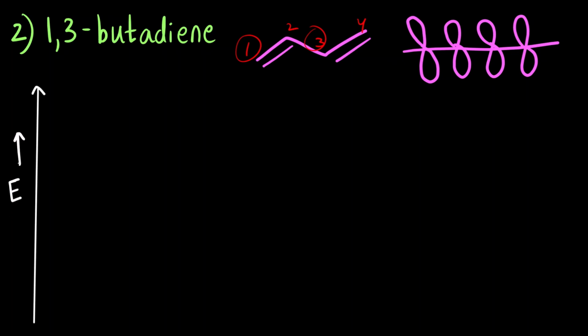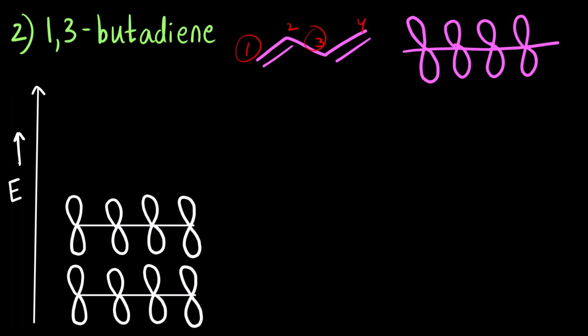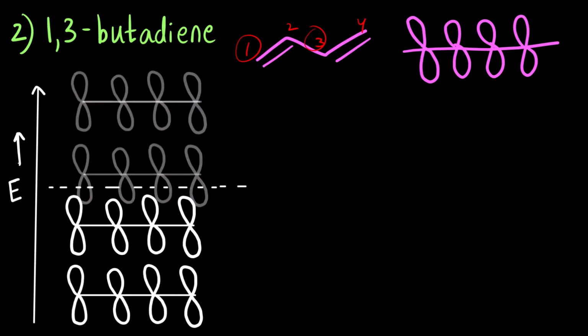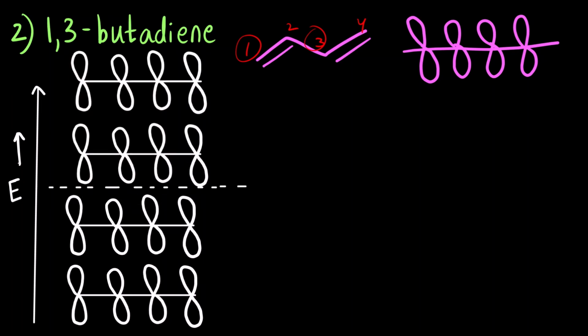Again, first you draw the energy axis. From bottom to top, energy is increasing. There will be 2 bonding molecular orbitals, and then there will be 2 anti-bonding molecular orbitals. Now how do you fill the energy levels? Electrons 1, 2, 3, 4 energy levels. These will be psi 1, psi 2, psi 3 and psi 4.